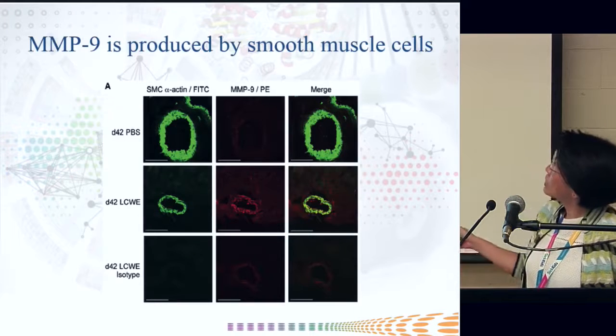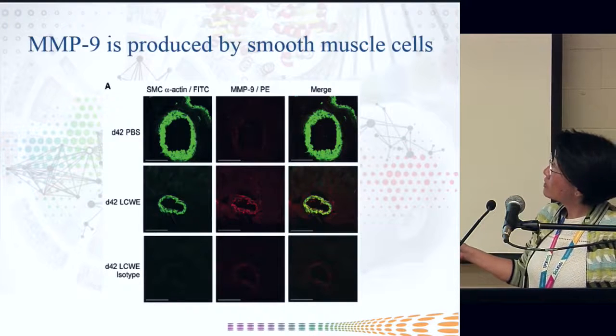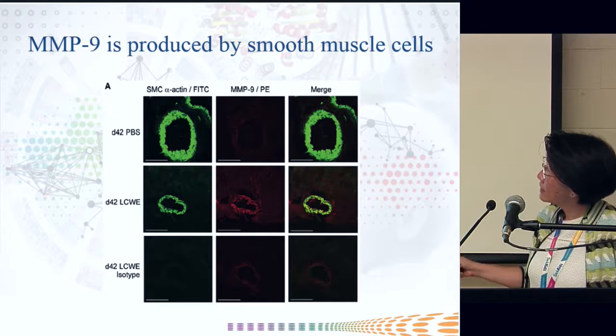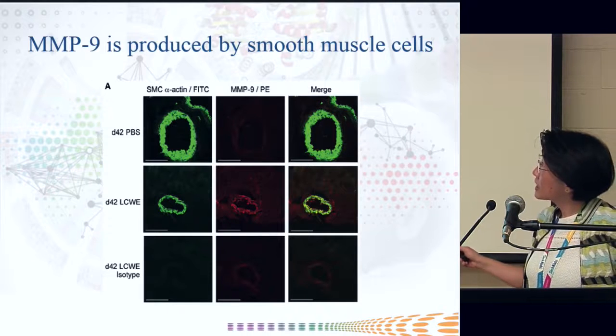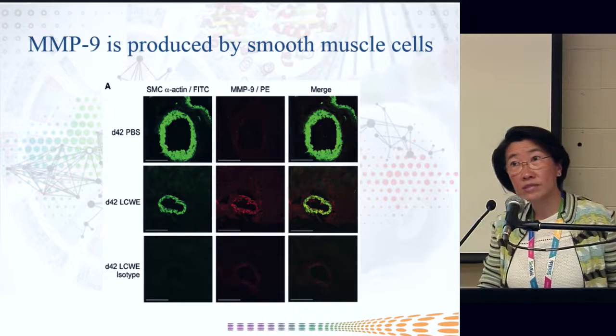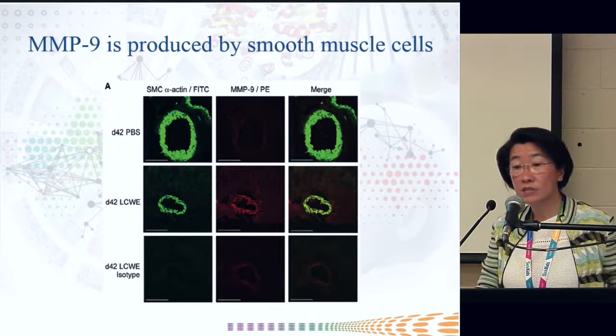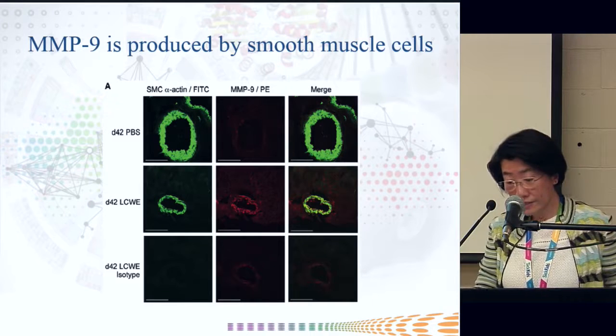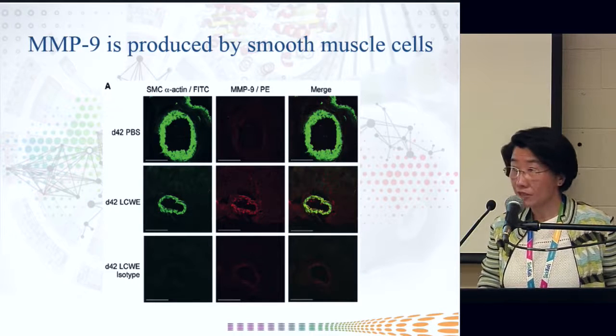And when we used colocalization, we saw that the smooth muscle cells lit up in green, and MMP9 lit up in red. When you put the two together, you get yellow. It is the smooth muscle cells within the coronary arteries of these mice that are developing Kawasaki disease which are making this enzyme, which is breaking down elastin.